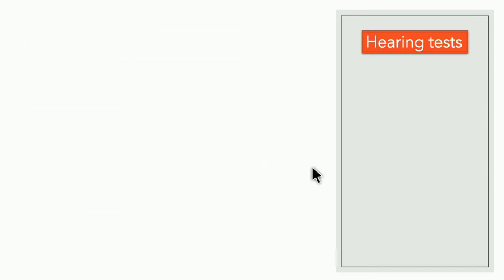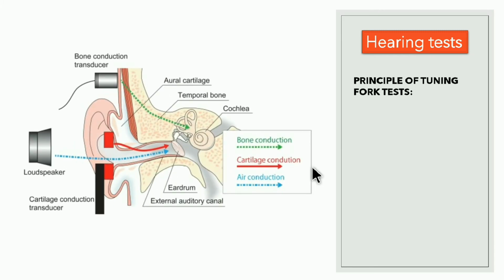Okay. So what is the principle of all the tuning fork tests? The principle is very simple. If you remember the air conduction and bone conduction, in a normal ear, the air conduction is always better. So in a healthy ear, the sound will always pass through the pinna, external auditory meatus, ear canal, eardrum, middle ear and then cochlea. So it will always pass through the air. So air conduction is always better in a healthy ear.